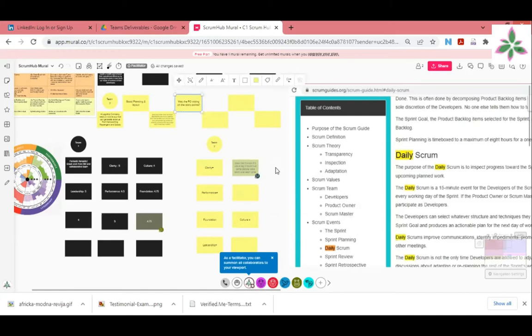If they can't do it during the daily Scrum, later on in the day when they're finishing their task, they can do it. That's for your daily Scrum.